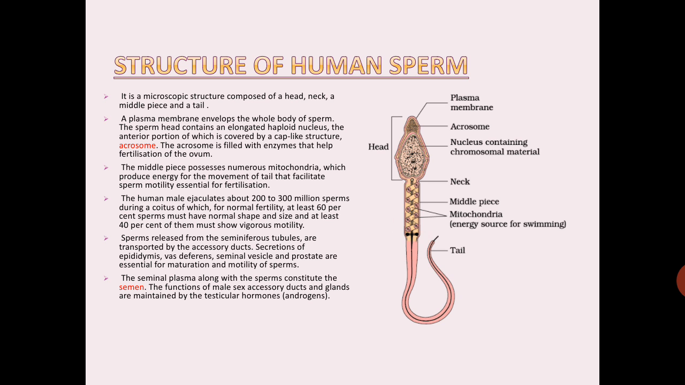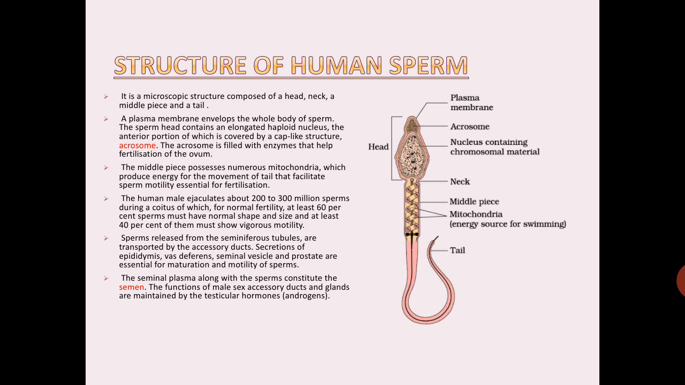Sperms released from the seminiferous tubules are transported by the accessory ducts. Secretions of the epididymis, vas deferens, seminal vesicle and prostate gland are essential for maturation and motility of sperms. The seminal plasma along with the sperms constitute the semen. The functions of male sex accessory ducts and glands are maintained by testicular hormones, that is androgens.